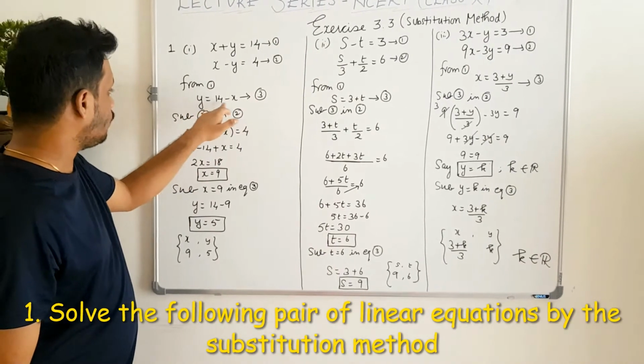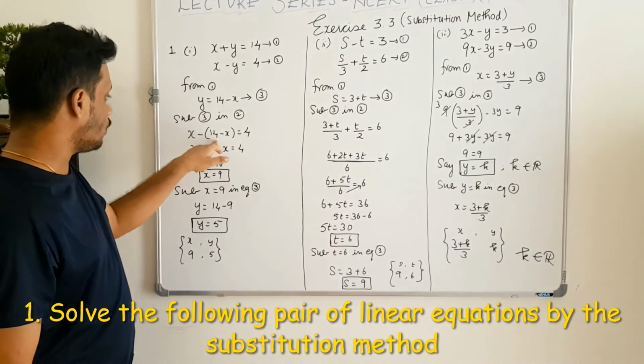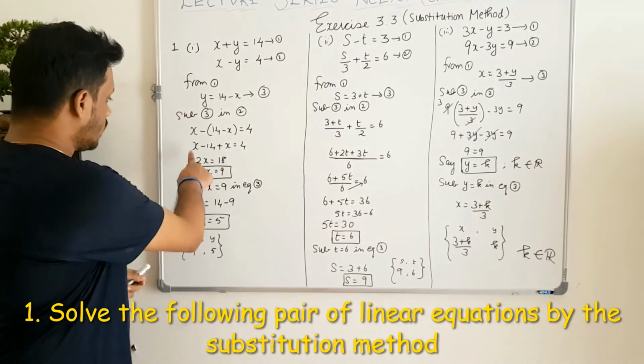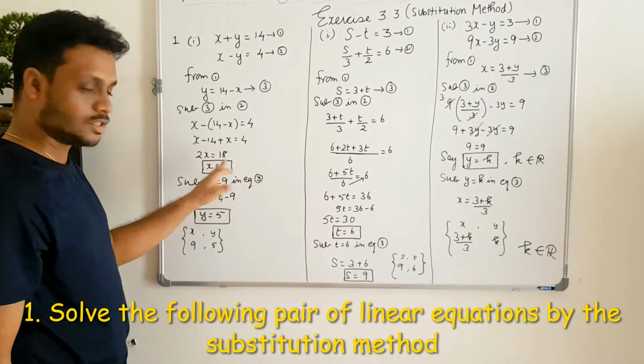In place of y, I put 14 minus x. So in place of this y, I put 14 minus x. So I get x minus of 14 minus x is equal to 4. So when I do the arithmetic, I get 2x is equal to 18 or x is equal to 9. So I have got one variable which is 9.